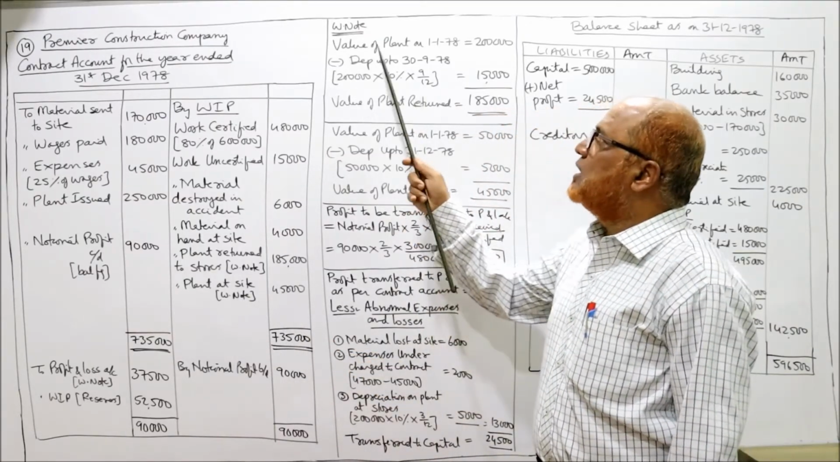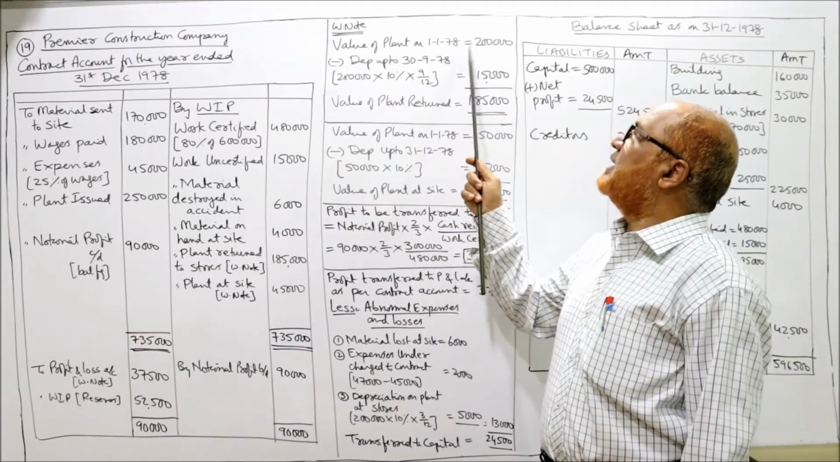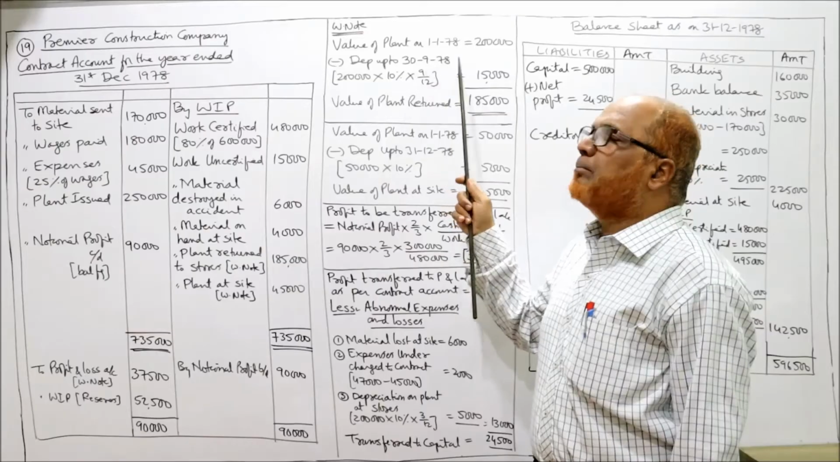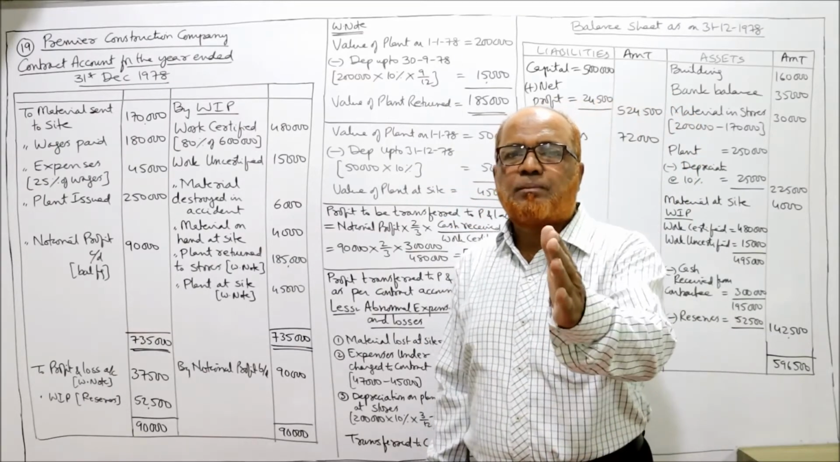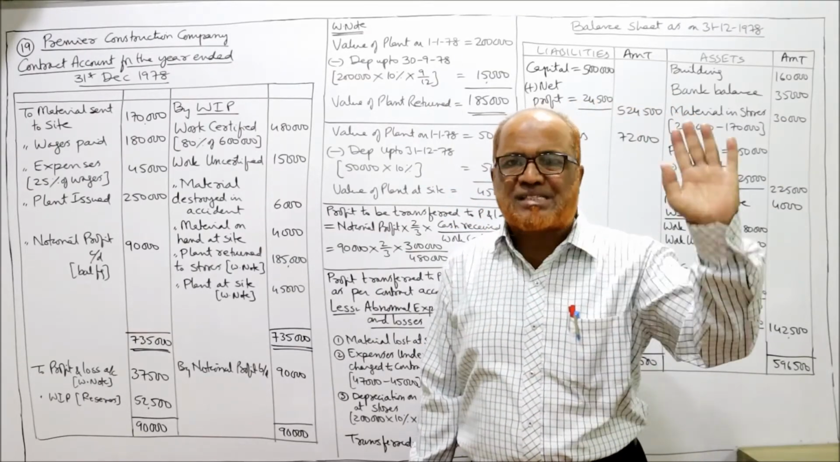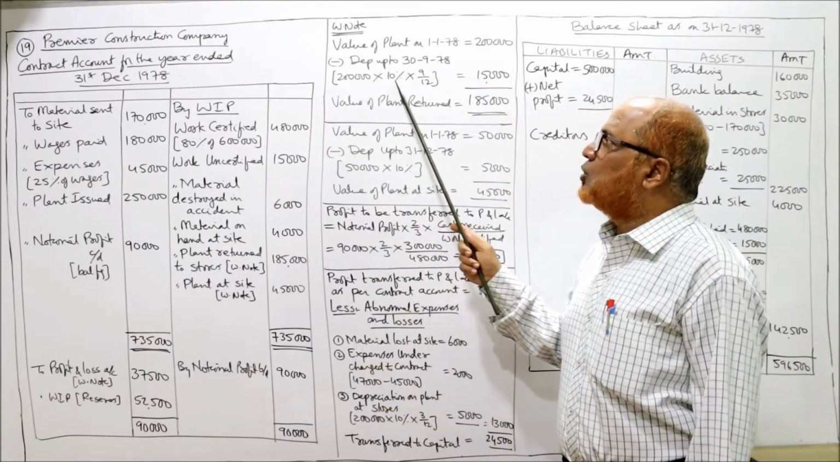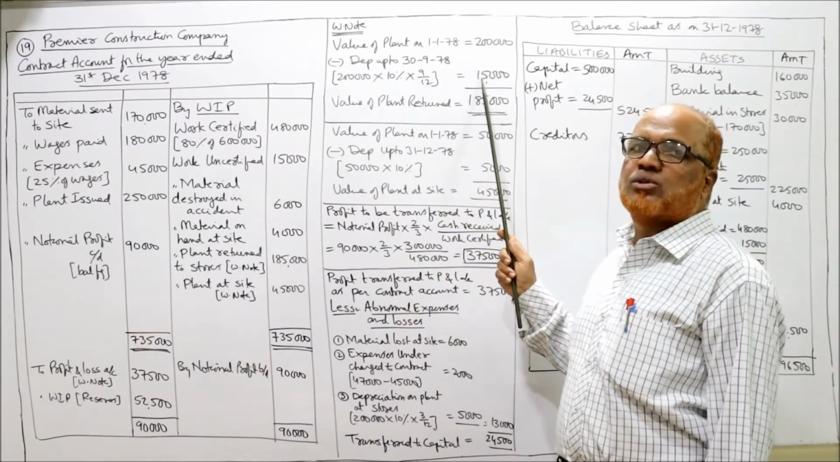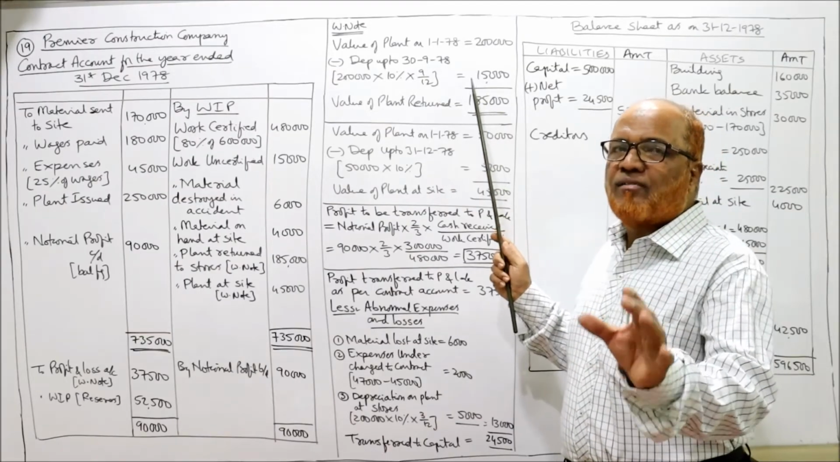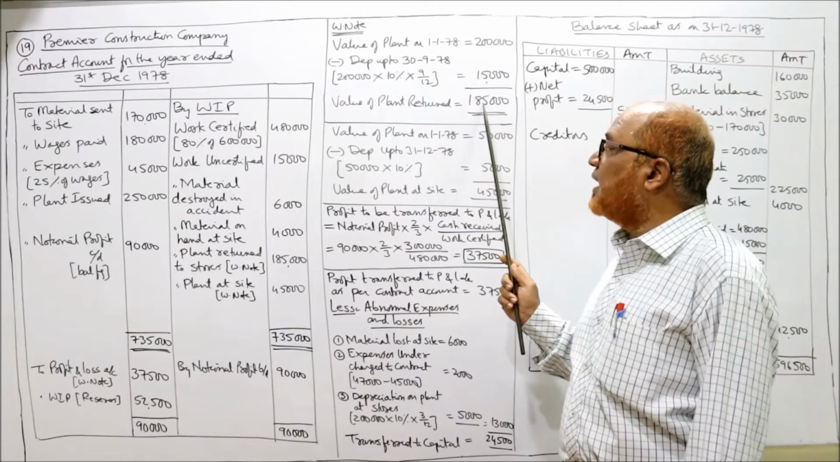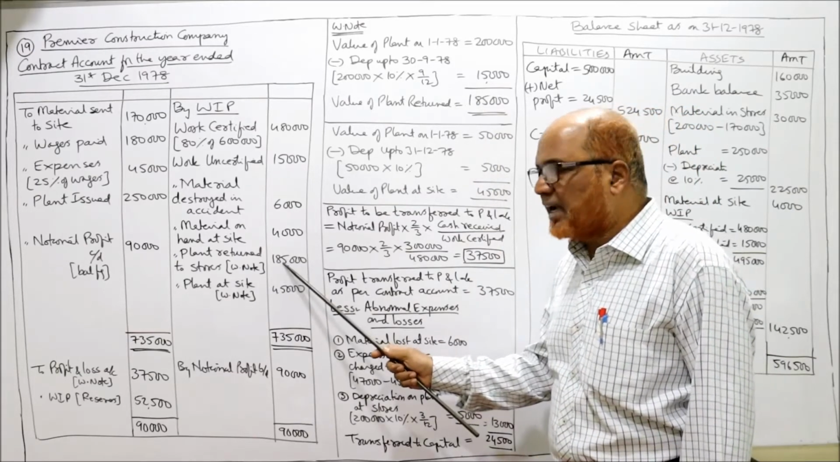Now come to the working note. वैल्यू ऑफ प्लांट ऑन 1st जनवरी 78, 2 लाख रुपीज, और डेप्रिसिएशन अप टू 30th सितंबर 1978. 30th सितंबर को ये 2 लाख रुपए का प्लांट वापस कर दिया स्टोर्स को, तो 9 मंथ्स का डेप्रिसिएशन: 2 लाख into 10% into 9/12, 15,000 डेप्रिसिएशन. So what is the value at the time of sending back the plant to stores? 1,85,000. So here I have taken 1,85,000.